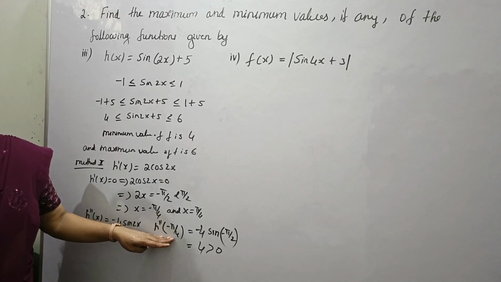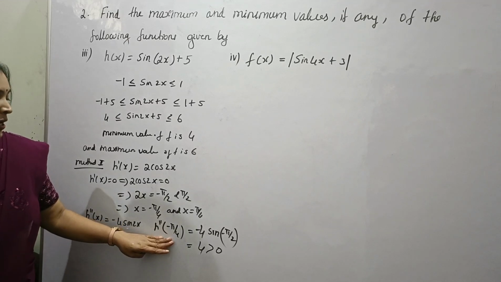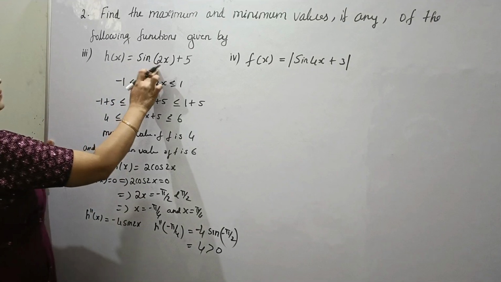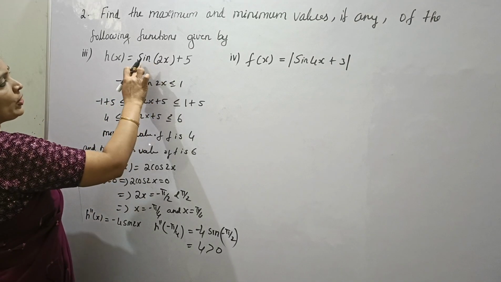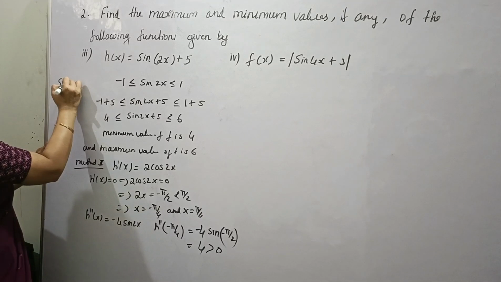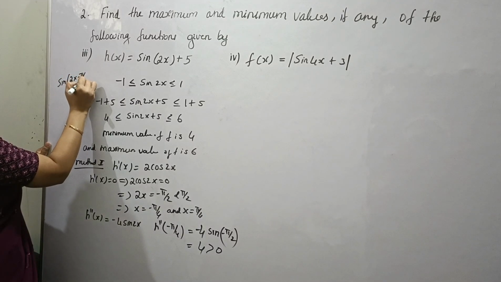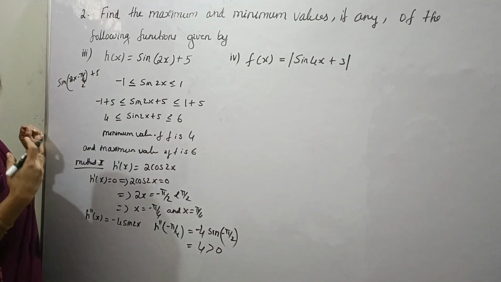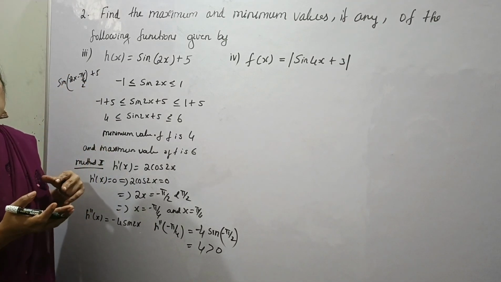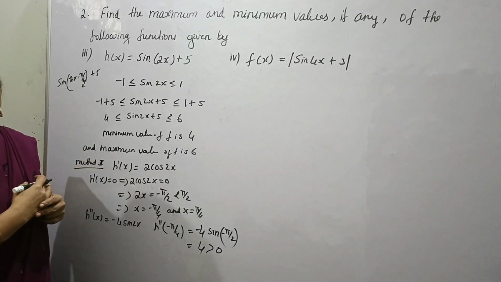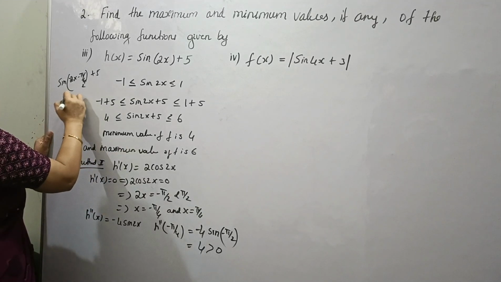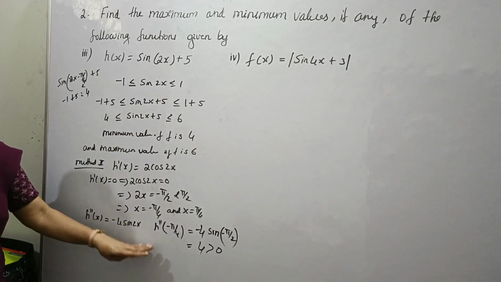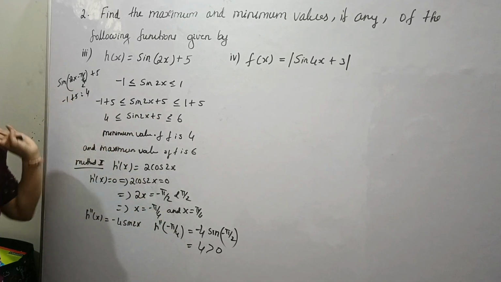minus pi by 4. And the minimum value is, substitute minus pi by 4 in h of x. Here substitute x is equal to minus pi by 4. What you will get? Sine of 2 into minus pi by 4 plus 5. So, sine of minus pi by 2 is nothing but minus sine of pi by 2, that is minus 1. So, minus 1 plus 5, that is equal to 4. See, same answer we have got, right? That is, minimum value of the function is 4.